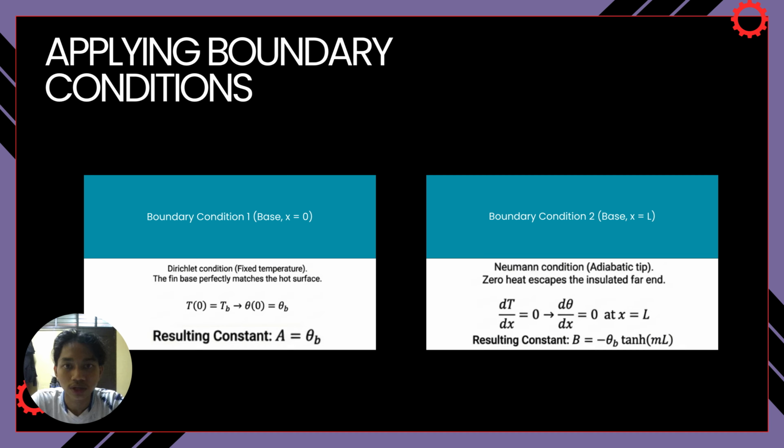For boundary condition 2, at the fin tip where x equals L, we assume an adiabatic or insulated tip, meaning no heat is lost from the end surface. This is represented by the Neumann condition, where the temperature gradient at the tip is 0, del theta over del x equals 0. Applying this condition to the derivative of the general solution allows us to determine the second constant, B, equal to minus theta sub B tanh ml. By applying these two boundary conditions, we obtain a complete temperature distribution equation that accurately describes how temperature varies along the fin.